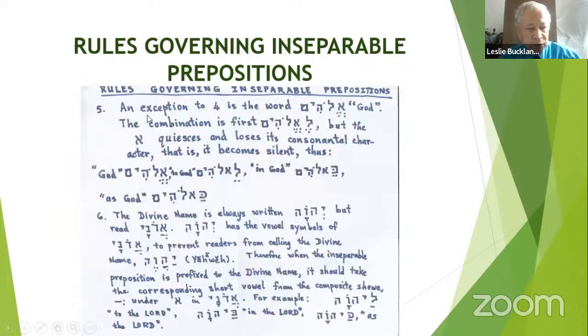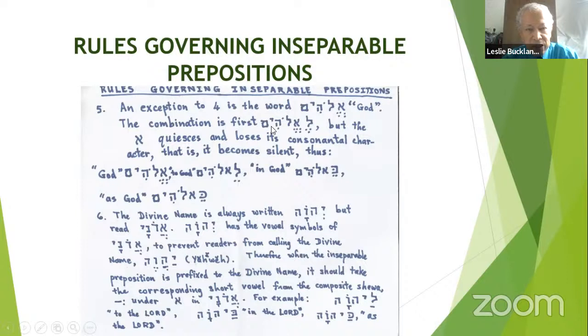Rule number 5. An exception to 4 is the word Elohim, God. We're dealing now again with quiescent letters. An exception to number 4 is the word Elohim, God.